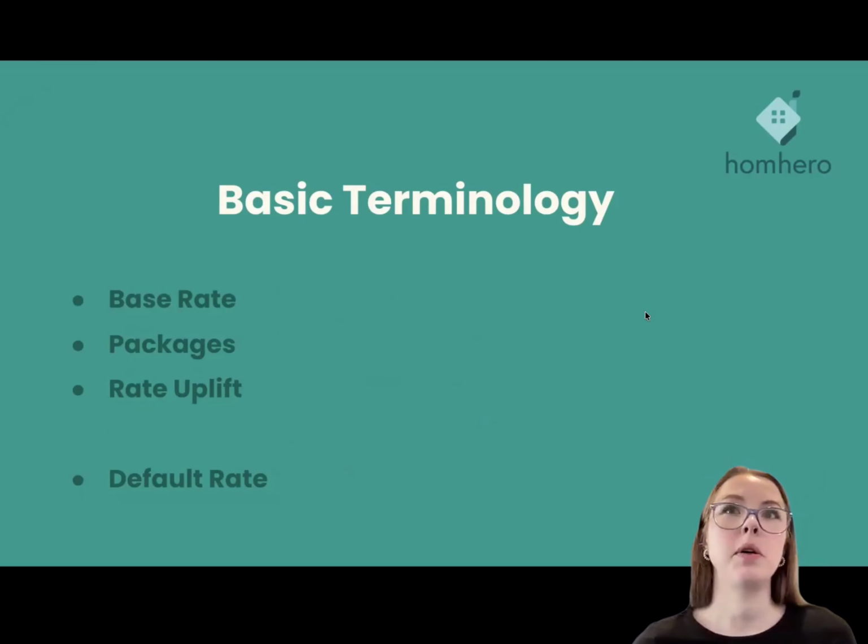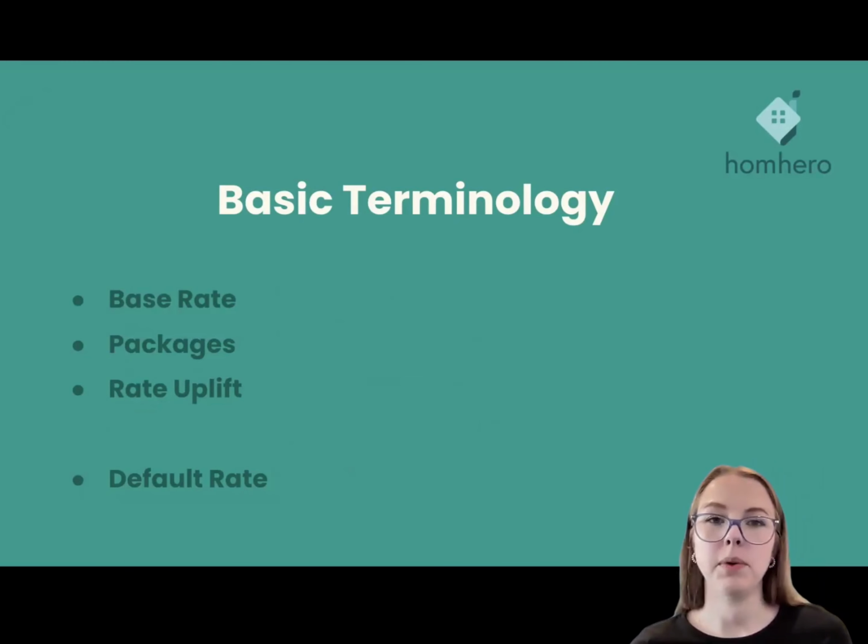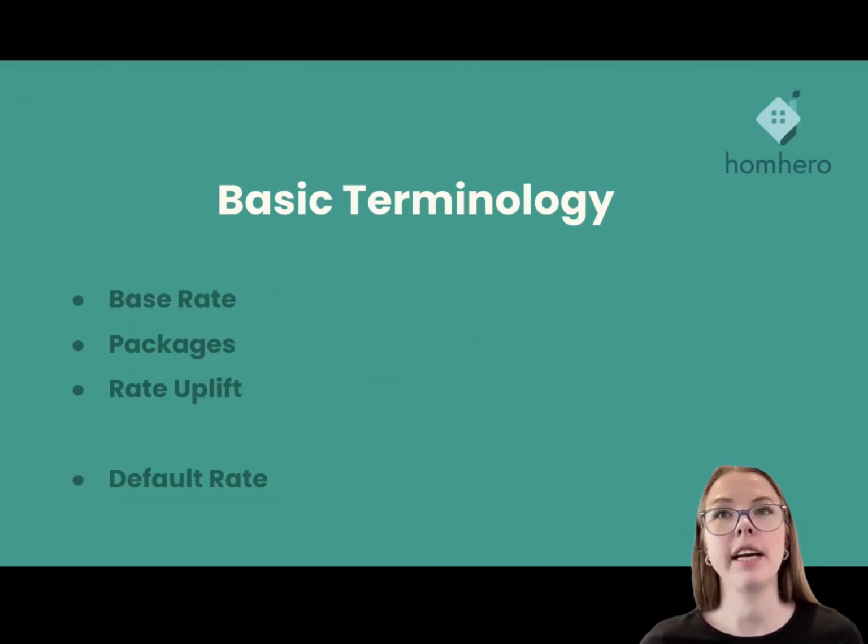Okay, so when we talk about the base rate in Homhero, or sometimes called a base tariff, this is the accommodation charge on the booking. So this part gets paid to the owner. Your management fee does come off that amount. So when you see the base rate on the booking, that is the amount that gets paid to the owner, and then your commission comes off of that.